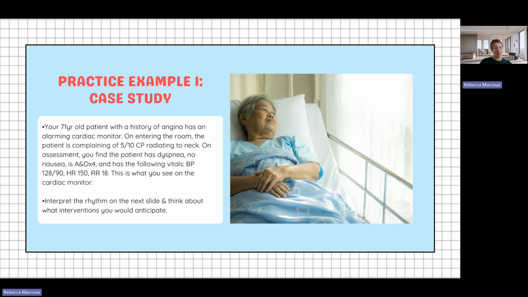Okay, so our first case study, we have a 71-year-old patient with a history of angina. Her cardiac monitor is alarming. On entering the room, the patient says she has chest pain at 5 on 10. It's radiating to her neck, and the patient is short of breath. She has no nausea, and she's alert and oriented times 4. Her blood pressure is 128 over 90, heart rate of 150, respiratory rate is 18. But this is what you see on the monitor.